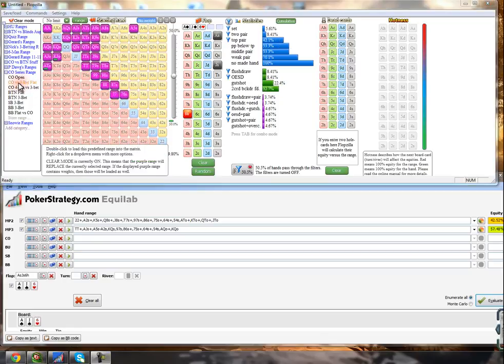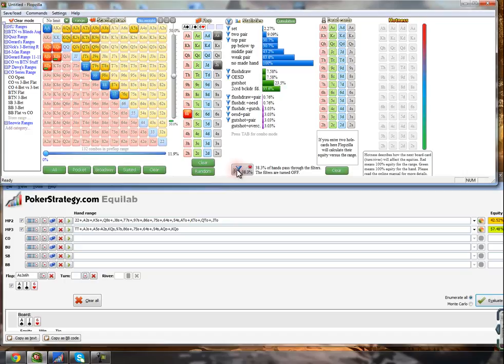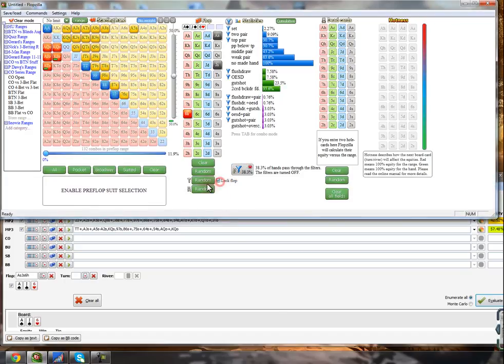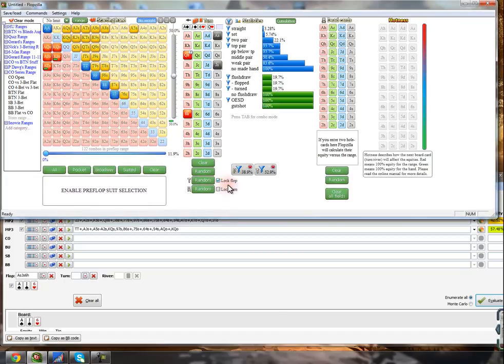All right, so let's imagine we call with all this stuff that I've already talked about, and the turn card comes a Queen of Hearts. Okay, so the Queen of Hearts bringing the second flush draw is obviously going to change the strength of a lot of hands in both of our ranges.